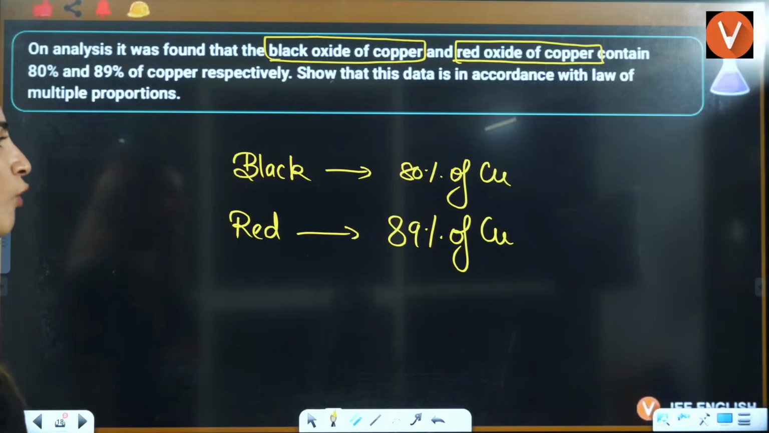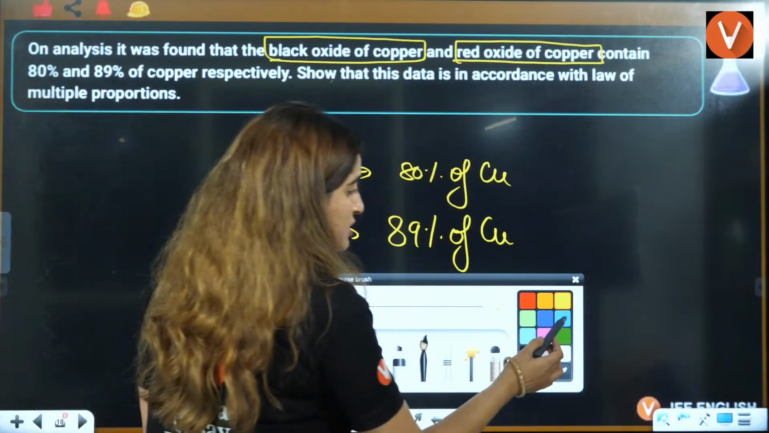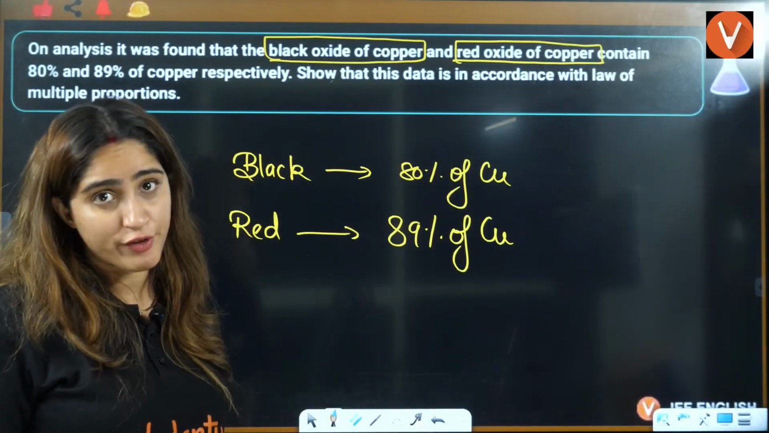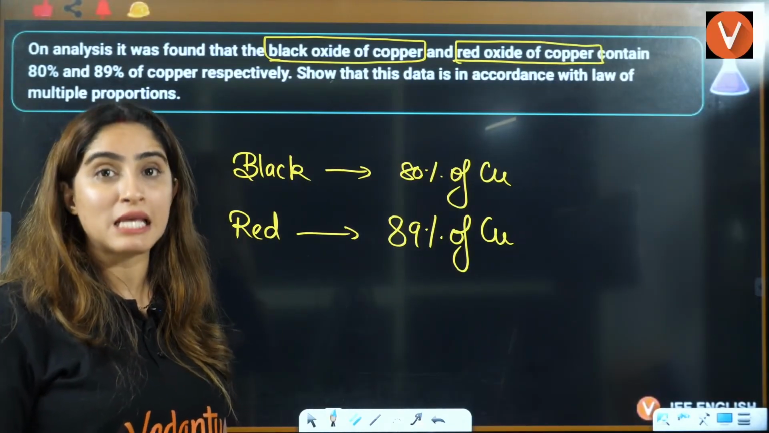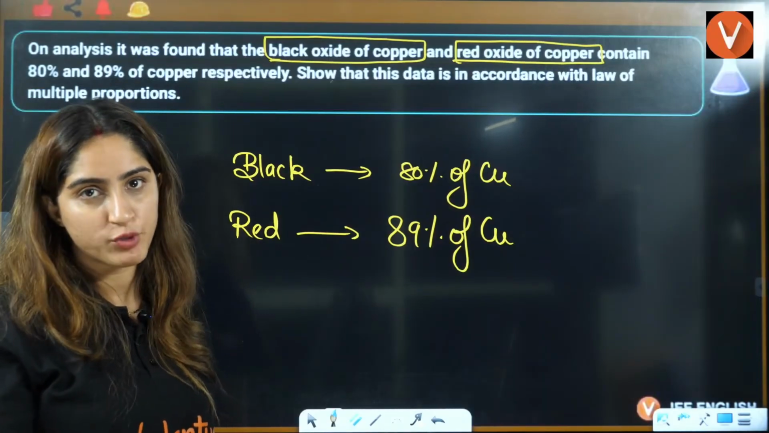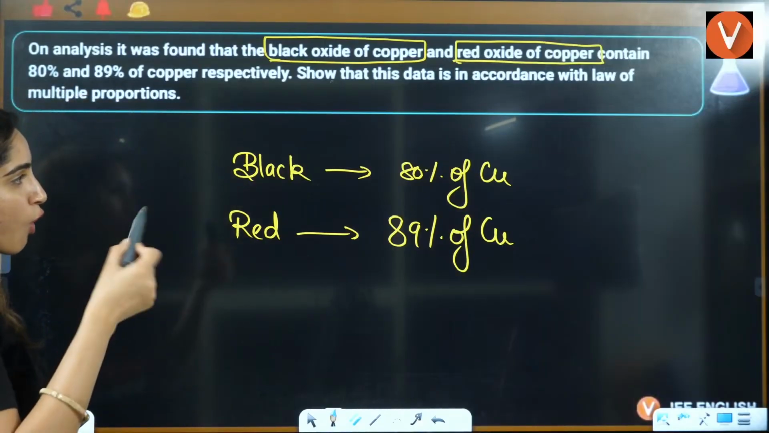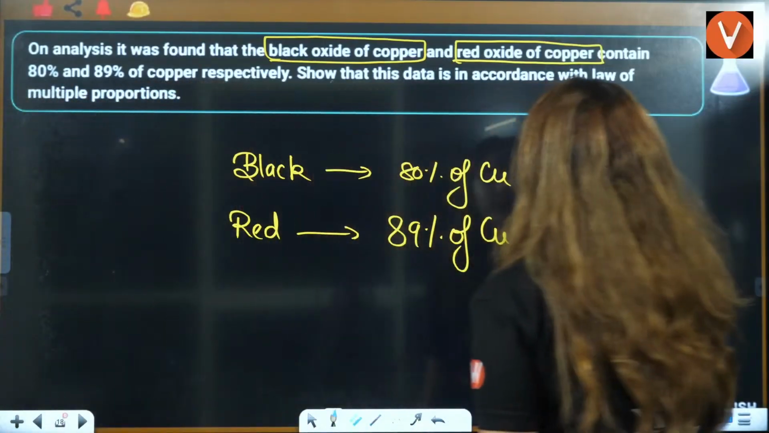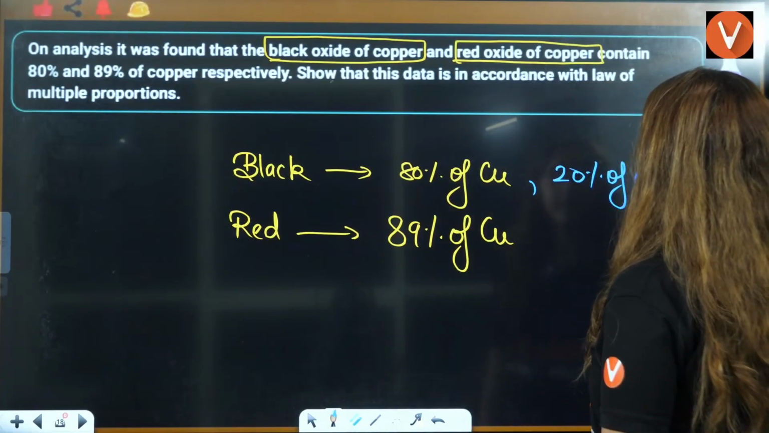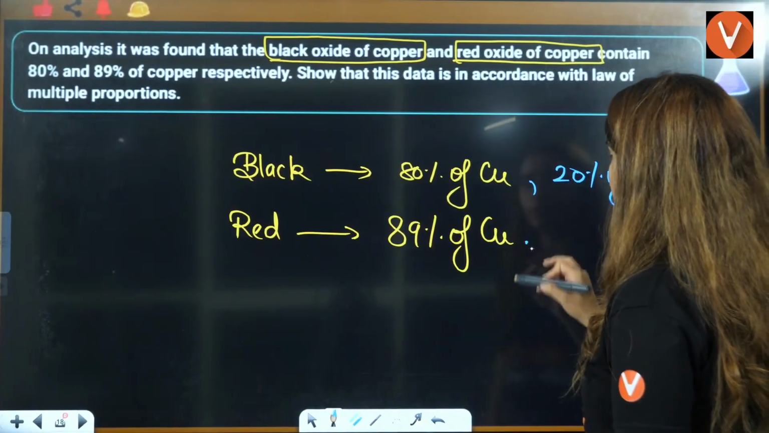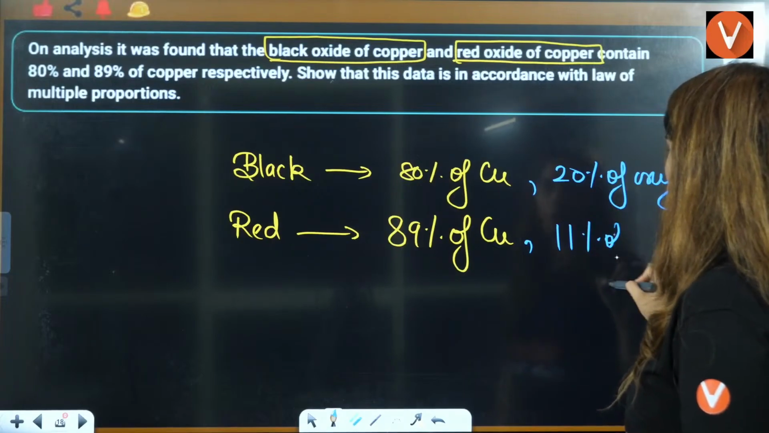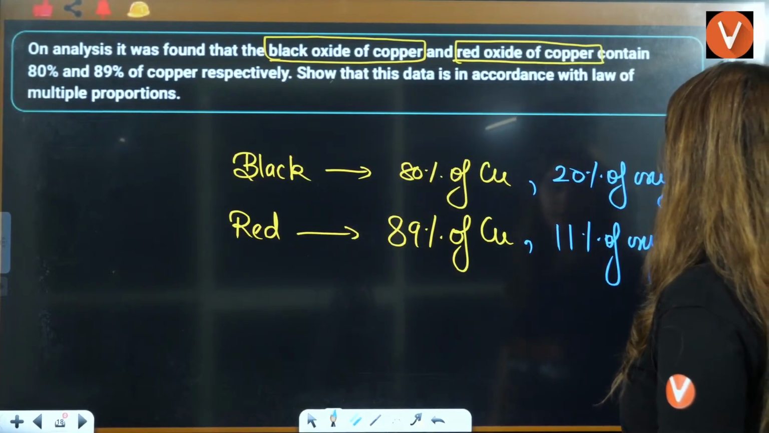Respectively. Now what you have to do is fix one thing, right? Either copper or oxygen you have to fix. Then you have to see whether the other is in a simple whole number ratio or not. This is what you have to do, right? So if copper is 80, then this will be 20% of oxygen, and this is going to be 11% of oxygen here, right?